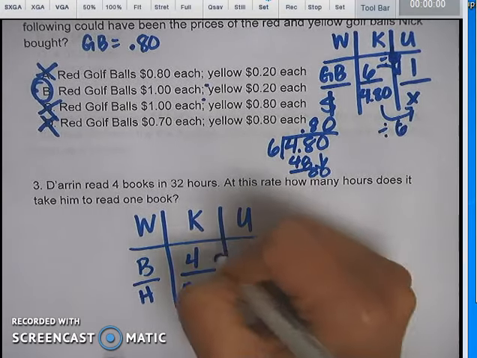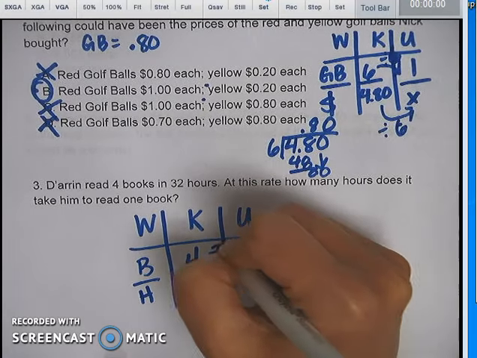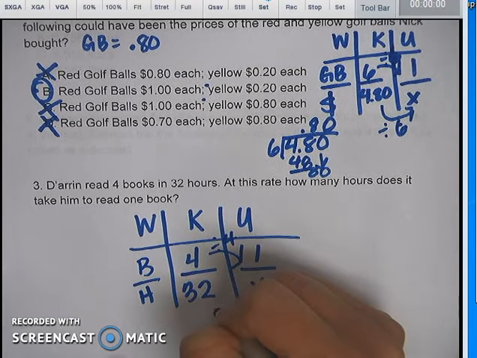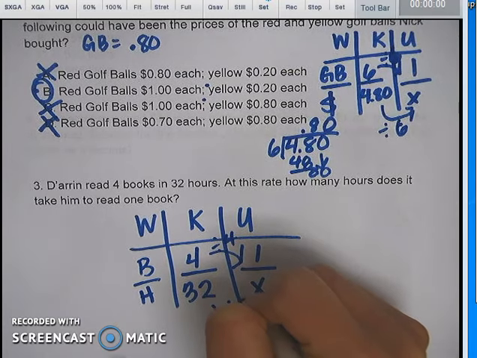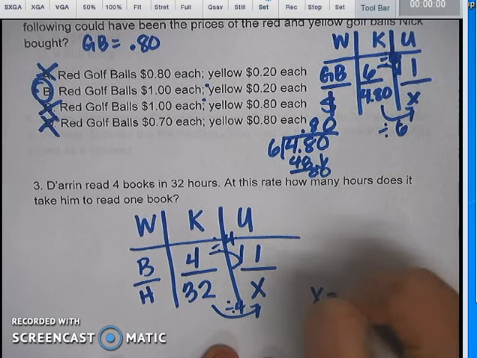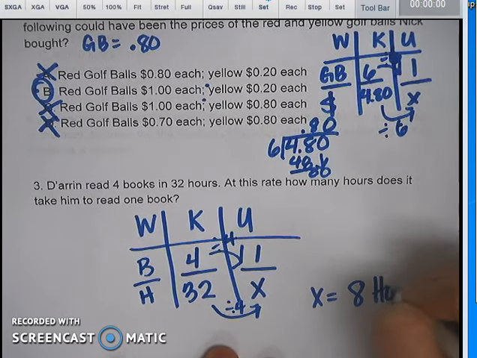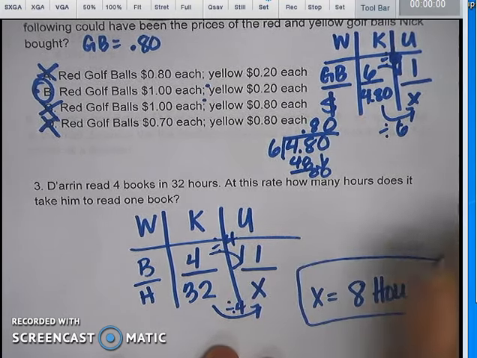I'm looking for hours. What did I do to 4 to get 1? Divide by 4. What did I do to the top? Do to the bottom. What's 32 divided by 4? X equals 8 hours. On your test, there is a decimal. Do not be a baby and freak out.